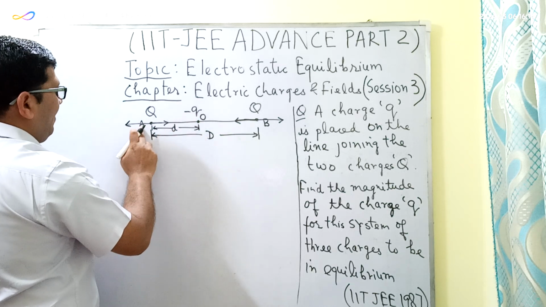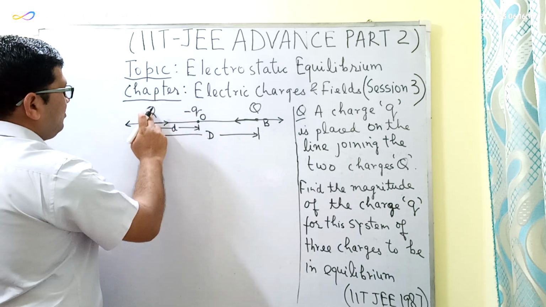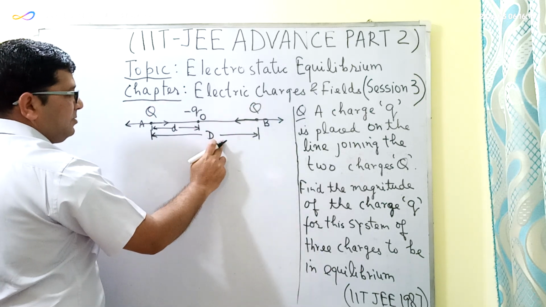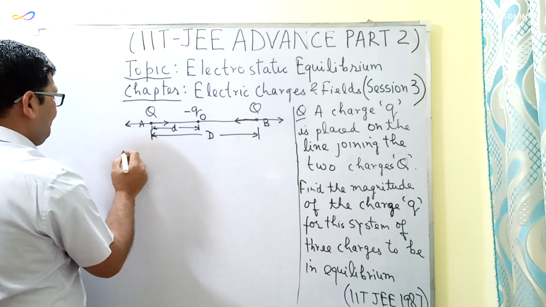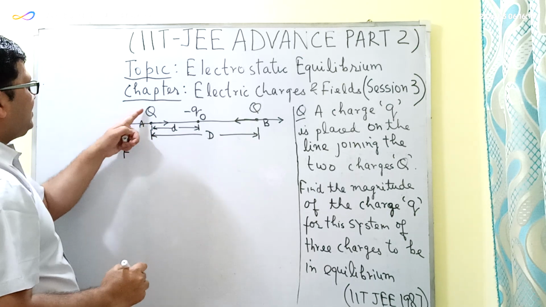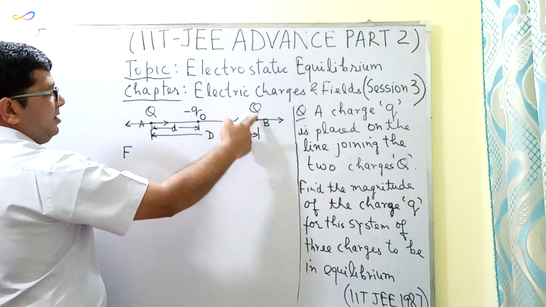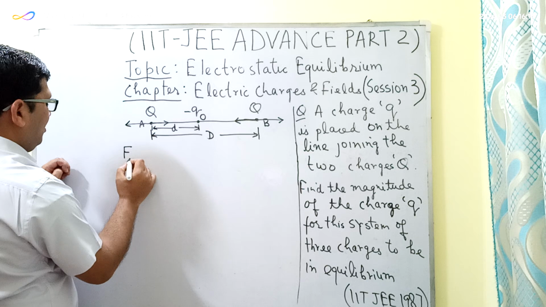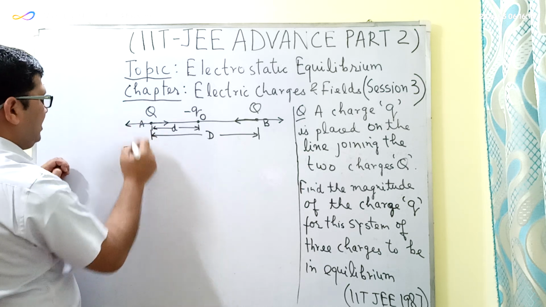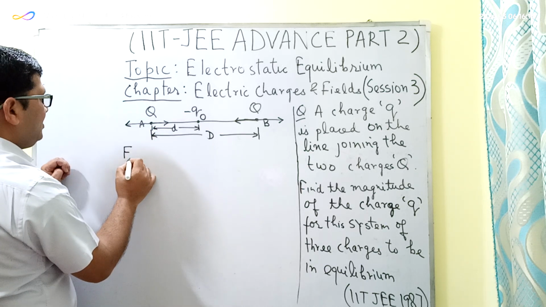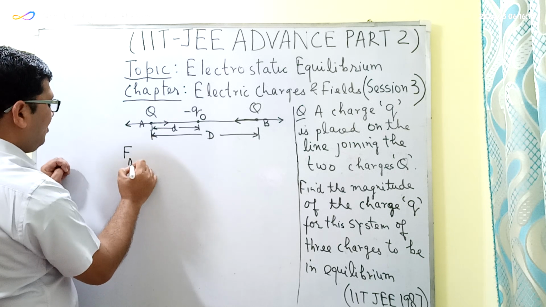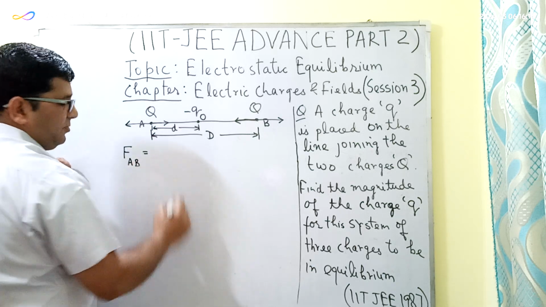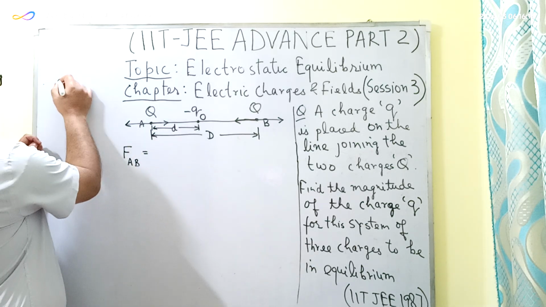q from this charge capital Q is small d, and the distance between this capital Q and this capital Q is capital D. So the force on this charge Q which is placed at A, let us say the force on this charge, I'm just denoting this force as F_AB, that is the force on the charge which is placed at A due to B.